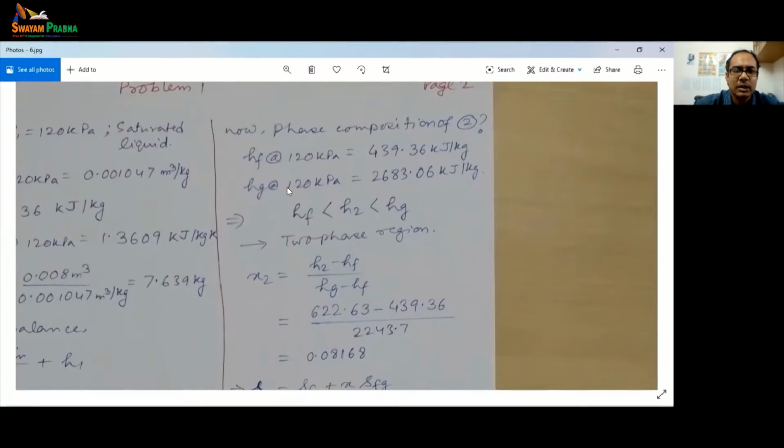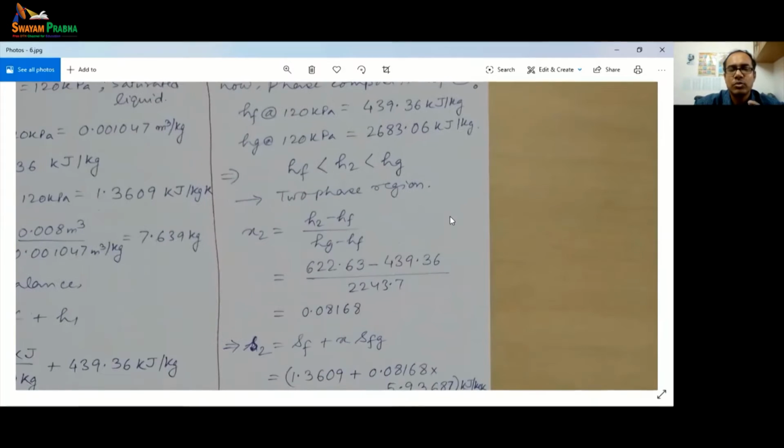Again, we will do it here. We have to check the property at the saturated liquid line and saturated vapor line. If we find those values from the table, we get that h2 at state 2 is in between hf and hg. That means state 2 is in the two-phase dome. Neither is it a subcooled liquid nor a superheated vapor. So it is a two-phase region.